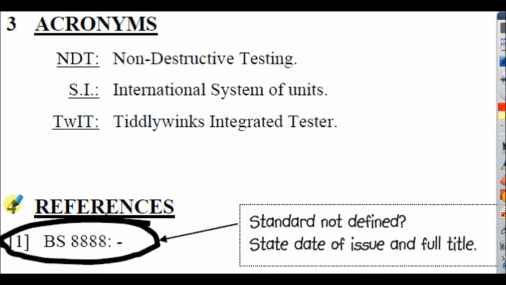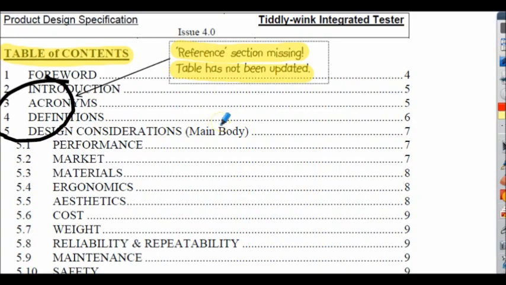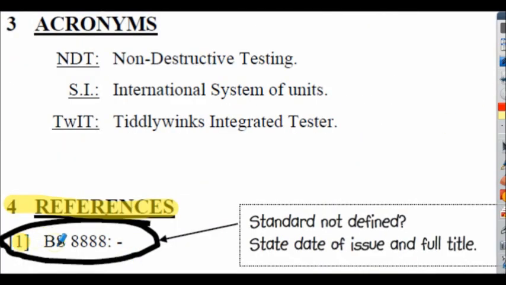Here we have our list of references. It's not in the table of contents because it's not been updated, but section 4 should have been references. You can see section 4 is definitions, and the table of contents was not automatically updated. And we seem to have a reference 1 here for British Standard quadruple 8, but the reference has not been defined. So we always should define our references, state the date of issue and the full title. This allows the user of the PDS, in this case, to access the correct document at the correct version.